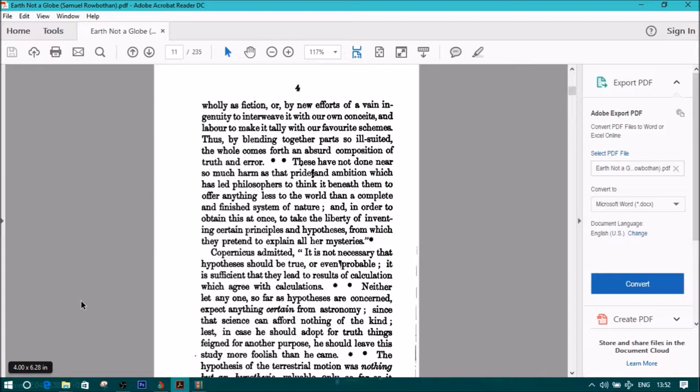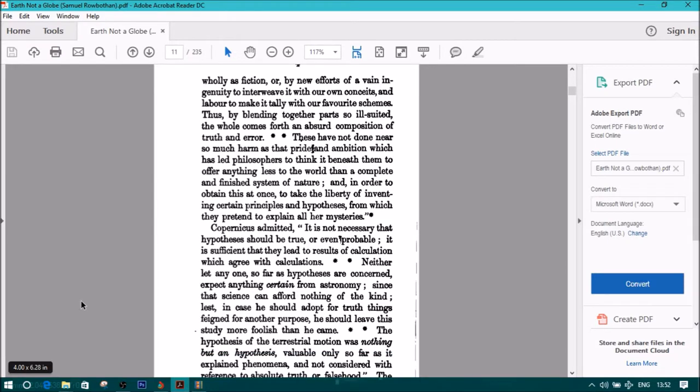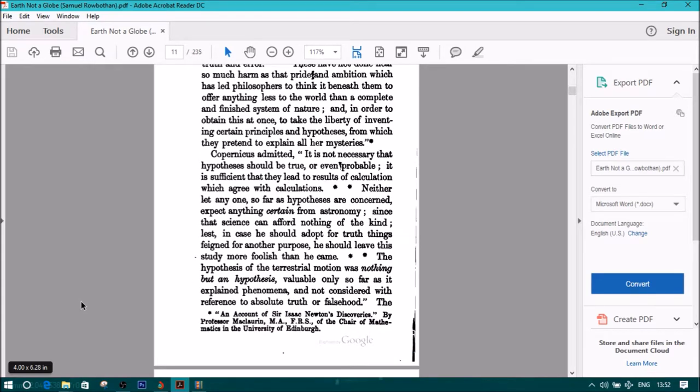Copernicus admitted, it's not necessary that hypotheses should be true or even probable. It is sufficient that they lead to results of calculation which agree with observations. Neither let anyone, so far as hypotheses are concerned, expect anything certain from astronomy, since that science can afford nothing of the kind, lest in case he should adopt for truth things fashioned for another purpose, he should leave this study more foolish than he came.